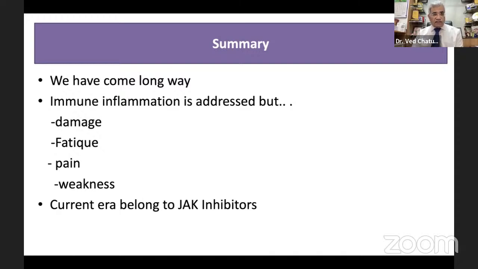They are oral drugs, and the patient likes an oral drug. So the current era probably belongs to these drugs called JAK inhibitors. They should not be misused. They should only be used when methotrexate and other drugs fail.